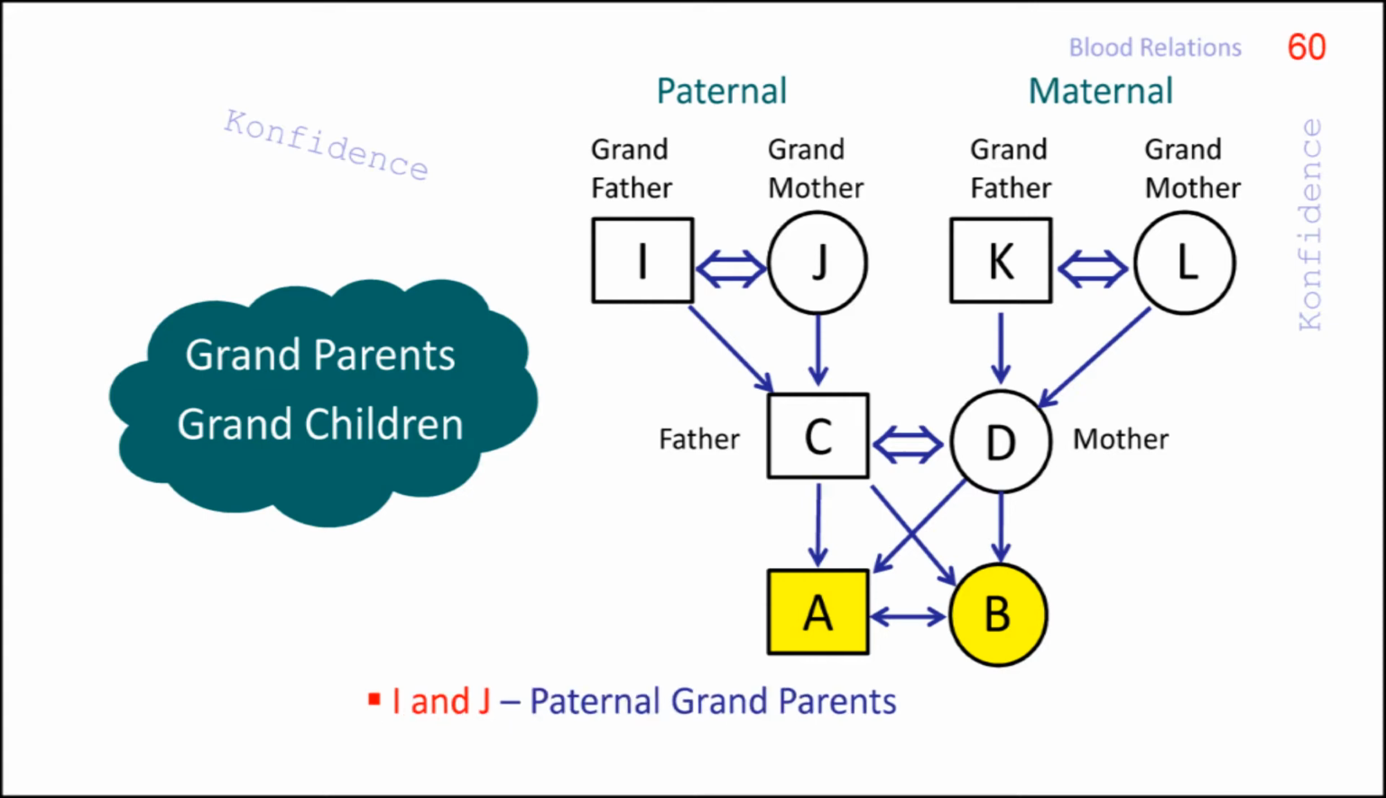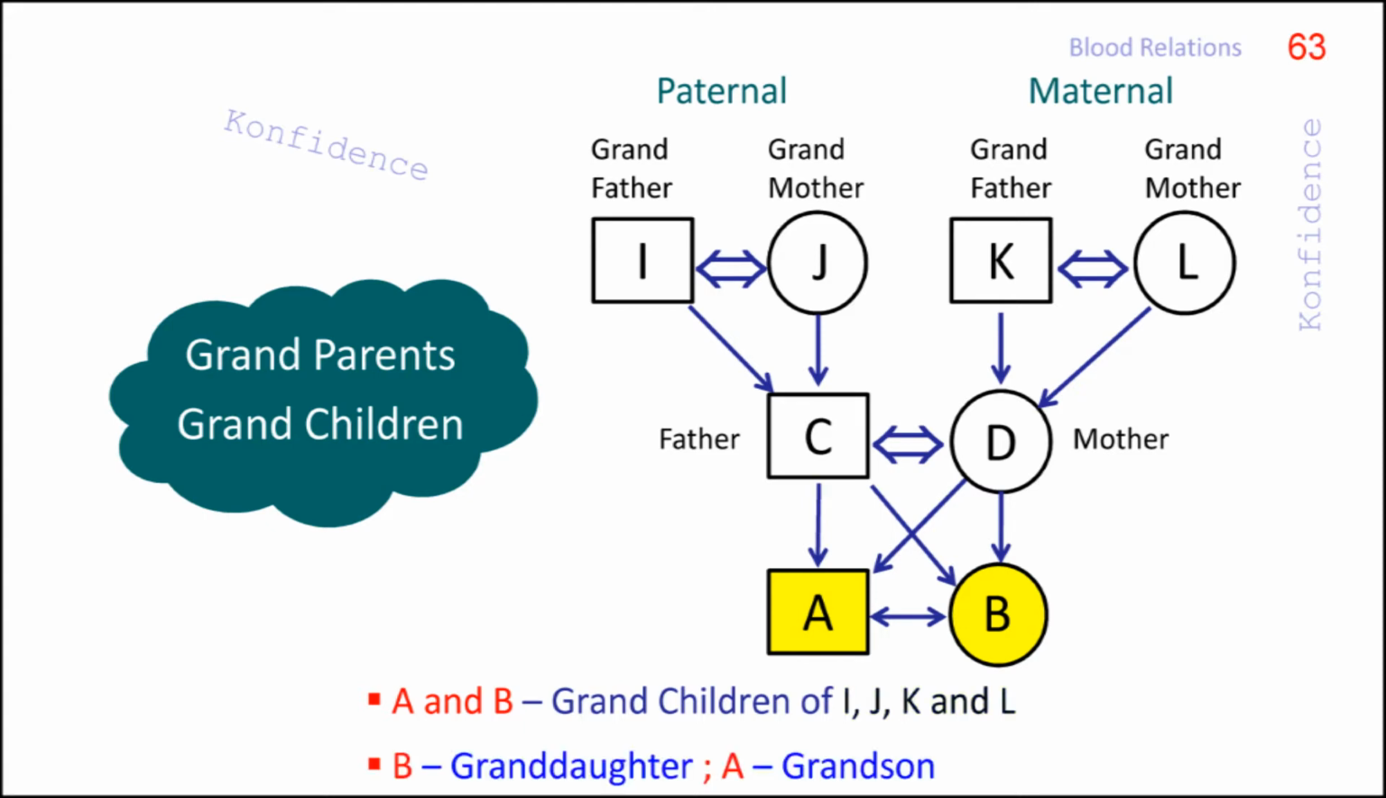As I and J are grandparents from the father's side, they are called paternal grandparents. I is the paternal grandfather and J the paternal grandmother. Since K and L are grandparents from the mother's side, they are called maternal grandparents. K is the maternal grandfather and L the maternal grandmother. From the perspective of I, J, K, and L, A and B are their grandchildren. B is their granddaughter and A is their grandson.